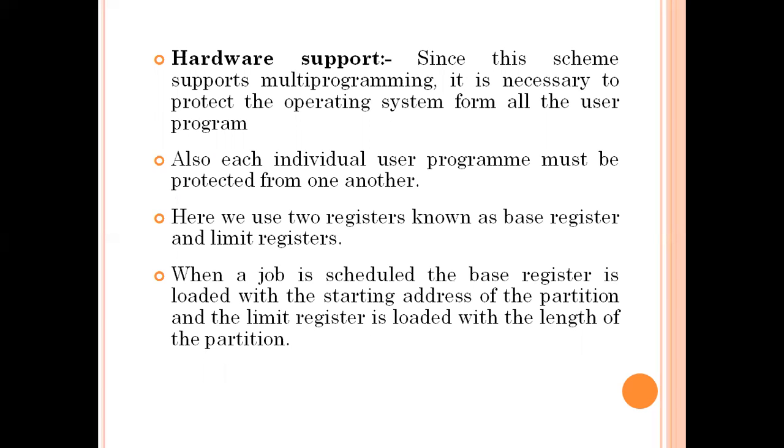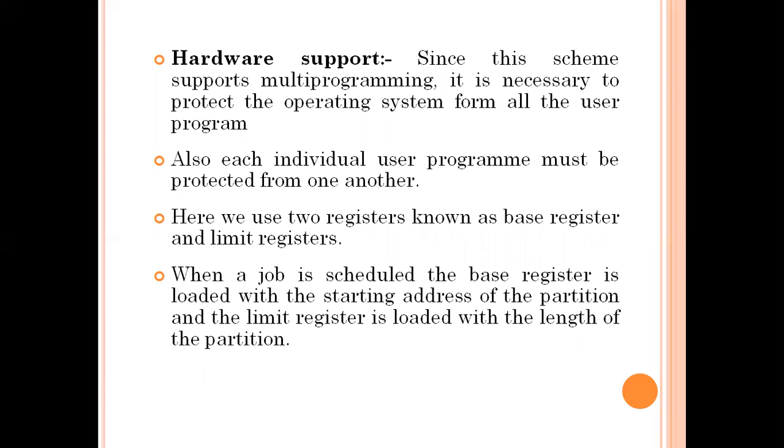Hardware support. Since this scheme supports multi-programming, it is necessary to protect the operating system from all other programs. That means none of the user programs should tamper with the operating system. At the same time, one user program should not alter or access the memory of another user program. For this purpose, we need to maintain two registers. The first is the base register and the second is the limit register. A base register is a special register which stores the address of the starting location of each partition, whereas the limit register stores the size of each partition.